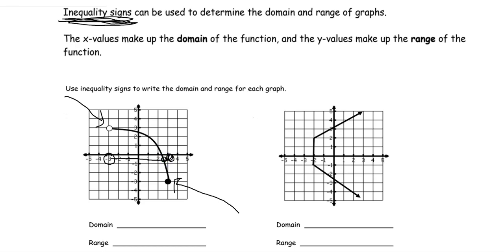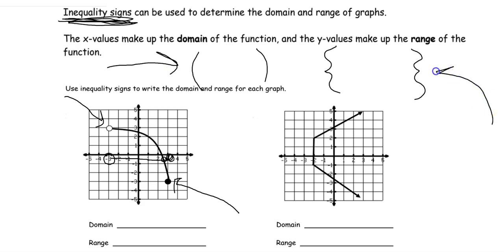Now, there's two different ways we're going to list them. If they are exclusive, meaning we have an open dot and they are not included, we use a parentheses. If they are inclusive, which means they include it, we use the brackets. Now if we have one that is inclusive and one that is not, we use one bracket, one parentheses.